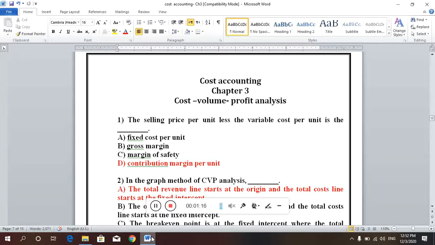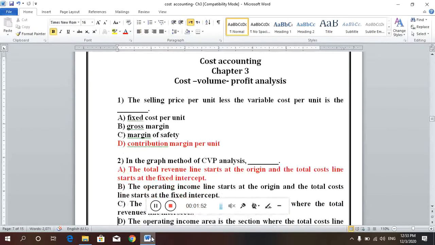Number 1, the selling price per unit less the variable cost per unit is, what is this? This is the contribution margin per unit. We said in the last section that the contribution margin per unit is computed by subtracting the variable cost per unit from the selling price per unit. So the answer will be contribution margin per unit.